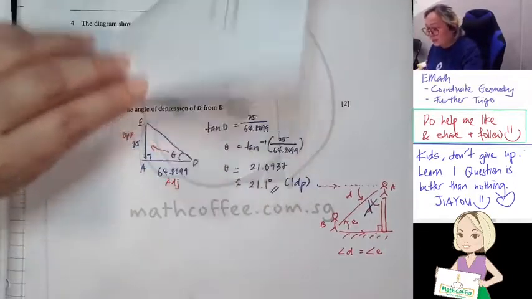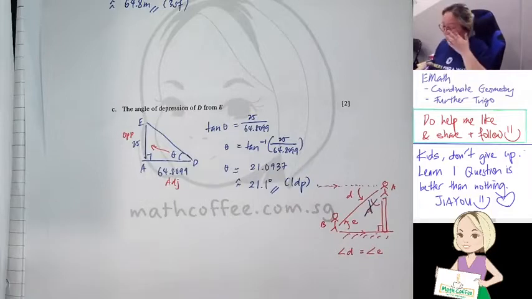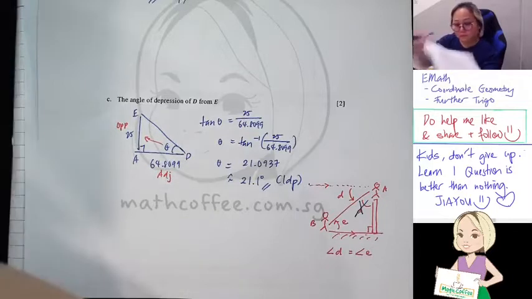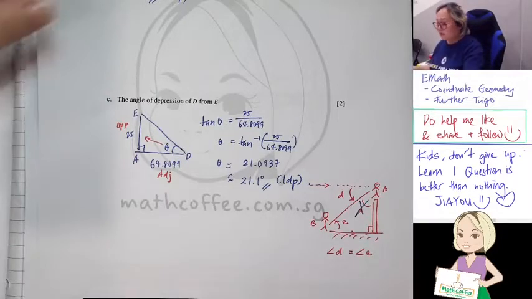Do you get a better understanding of what is angle of elevation and angle of depression? We are not done with this question yet, because the next common question that they would like to ask is always the shortest distance. So let's move on.